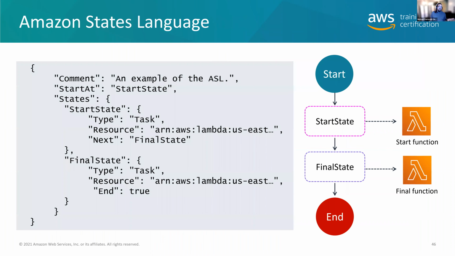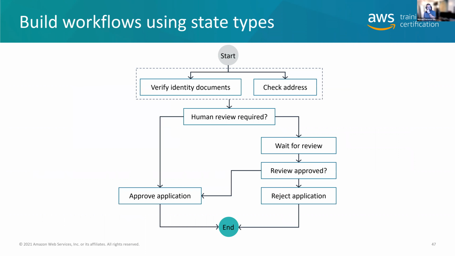And it uses this state language that allows you to define the start of the workflow, the next state of the workflow, the next state of the workflow. And by the way, those workflows could be parallel workflows. They could require approval. Here's an example. Here, what we're doing is they're starting to verify identity documents and check address. Does it require a human being to review it? Yes. Okay, good. Then we're going to wait for the review. Was it approved? Was it not? These are the kind of workflows you can define. This allows you to define an event-driven architecture.